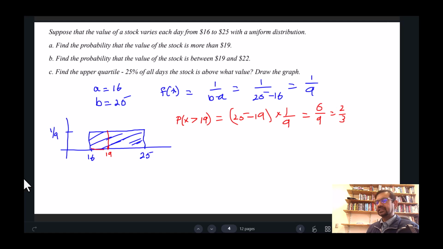So let's look at the next question. It says, what is the probability that the value of the stock is between 19 and 22?